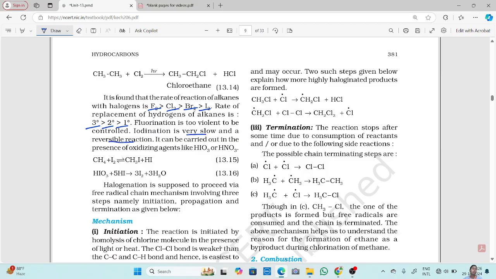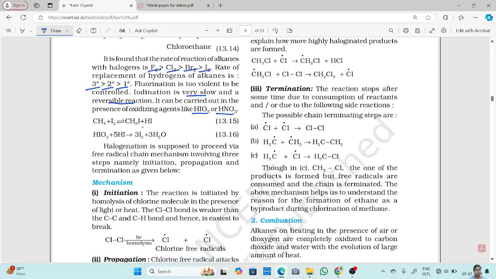Reversible reaction means once you convert your alkane into an alkyl iodide, that is iodomethane, you can convert it back into methane and iodine. So it is a reversible reaction. It can be carried out in the presence of an oxidizing agent like HIO3 or HNO3. The reversing process can be done using HIO3 or HNO3, which are oxidizing agents.